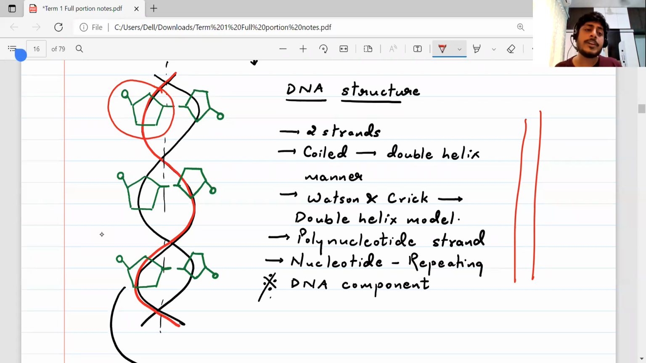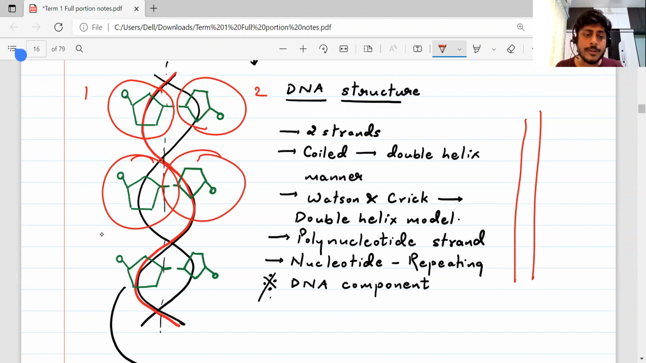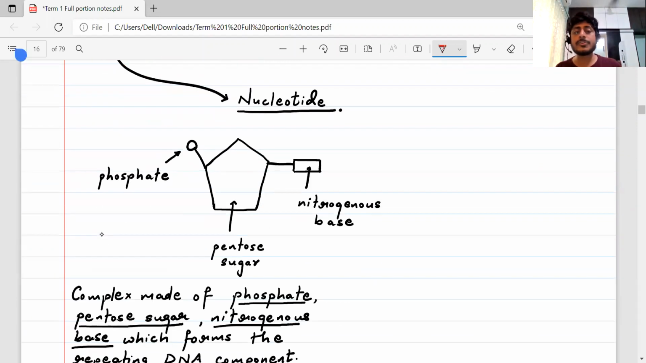It says polynucleotide chain because there are multiple nucleotides. See, this is one nucleotide. This is another. This is the 3rd nucleotide. This is the 4th nucleotide, the 5th nucleotide, the 6th nucleotide. We have seen questions only on nucleotides, so you should know how to identify. This is your nucleotide. On the inside will always be the nitrogenous base. On the outside will always be the phosphate.